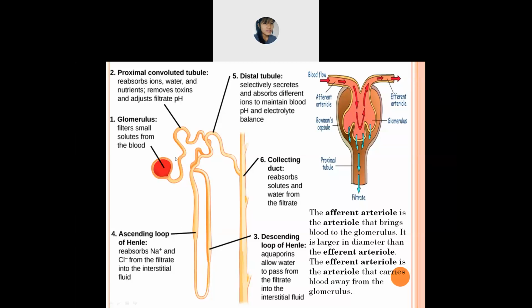Are you clear about the structure now? Structure of nephron, are you clear? Yes, ma'am. Okay.